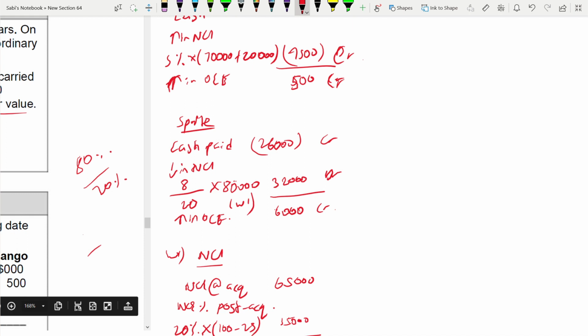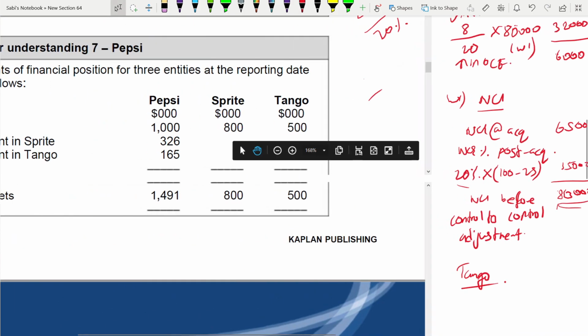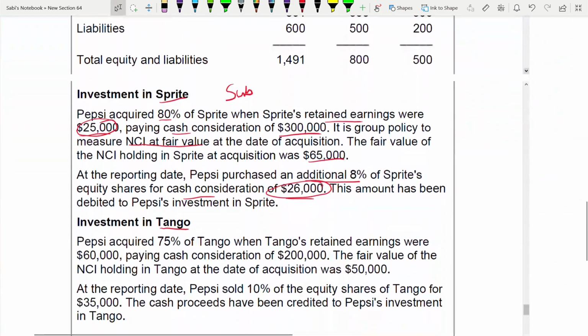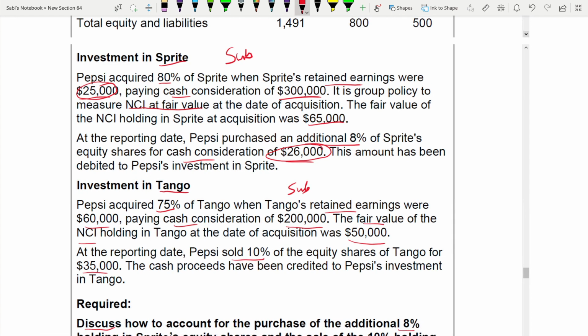Now coming to the sale of Tango. Let's go to Tango. Acquired 75%, that means it was a subsidiary at that time. Retained earnings was 60,000. Cash consideration, you acquired it for 200,000. Fair value was 50,000 of NCI. They sold 10%, still they have the control. They sold it for 35,000.